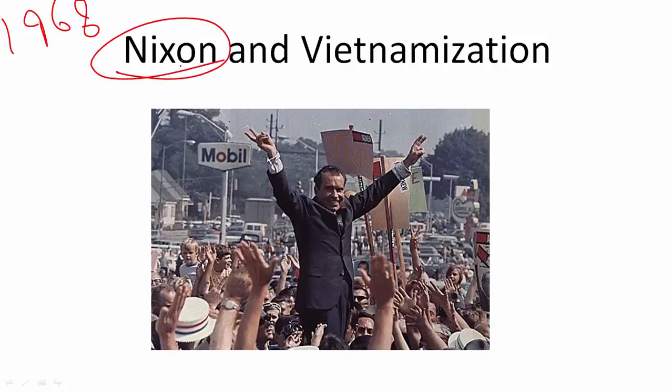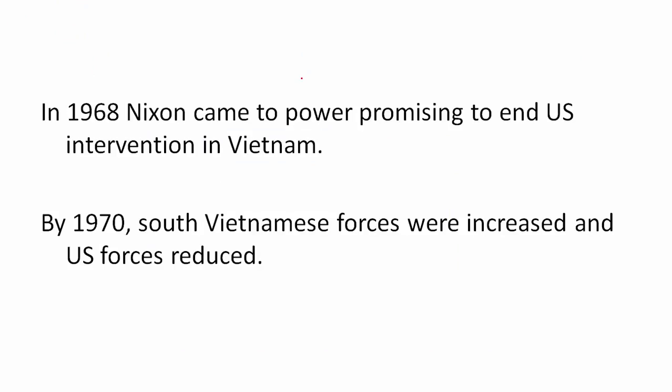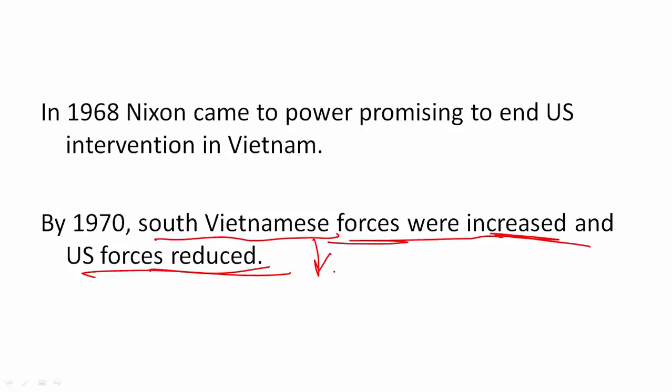and Richard Nixon won. What he promised was that I will remove the US Army from Vietnam, and his policy was called Vietnamization. What was this Vietnamization? He promised that US soldiers will be reduced, and on the other hand, South Vietnam, whom they were there to support, right? So their soldiers will be increased. So South Vietnamese forces will be increased and US forces will be decreased.